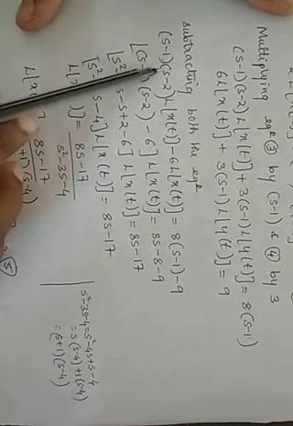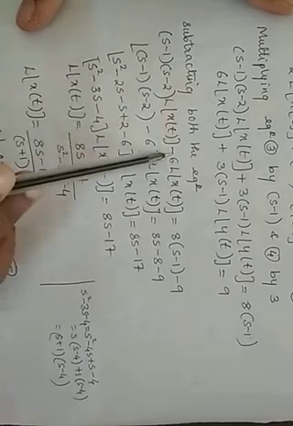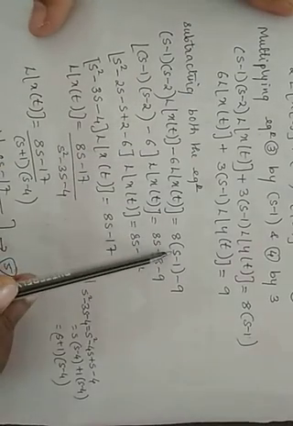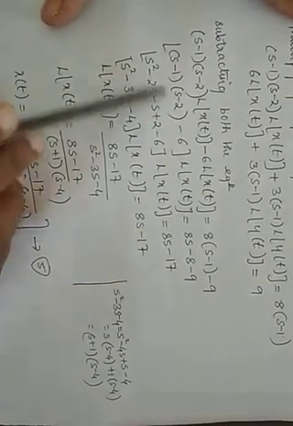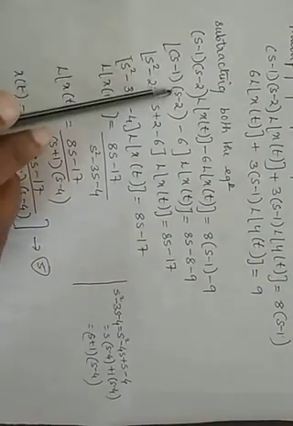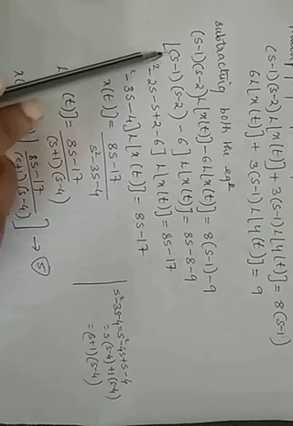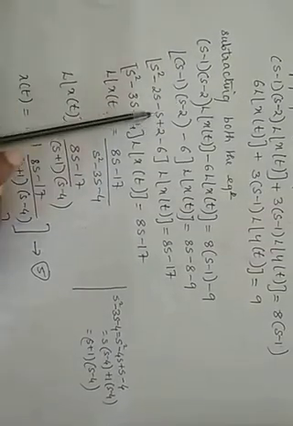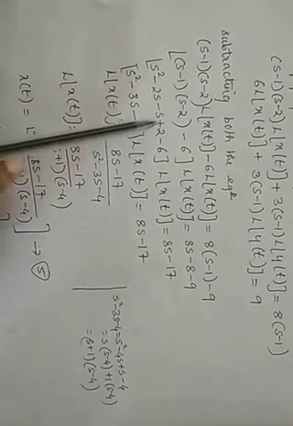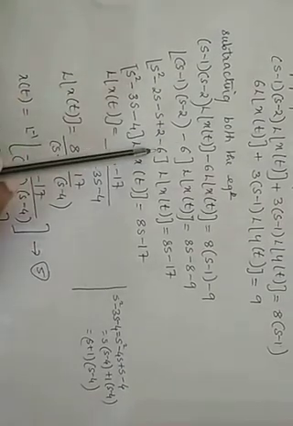I'll take it common. So (s minus 1)(s minus 2) minus 6 is equal to 8s minus 8 minus 9. Solve the brackets here. s into s is equal to s square. s into minus 2 will become minus 2s. Minus 1 into s is minus s. Minus into minus is plus 2, and minus 6.